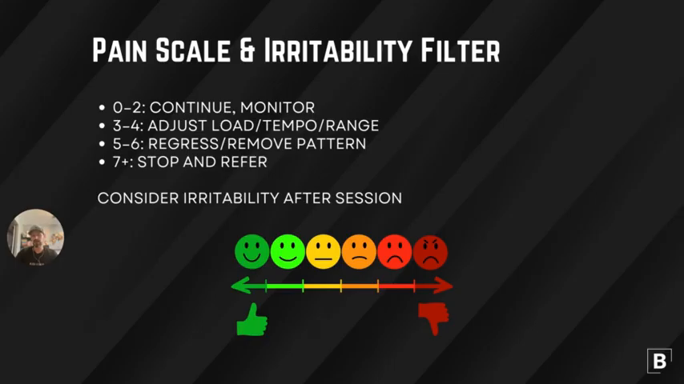Just note that 4 is kind of my tipping point. Above 4, I'm probably not going to want to continue with this movement pattern at this load and this tempo and this range. And I'm going to adjust one of those things guaranteed, or the move completely if it's above a 4. Also, I use that from a time frame. So that's why I brought that up.